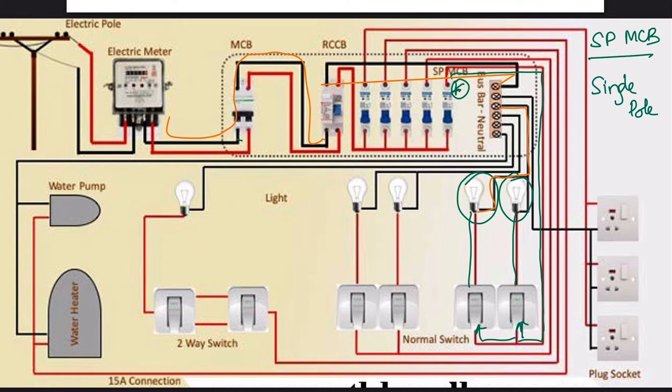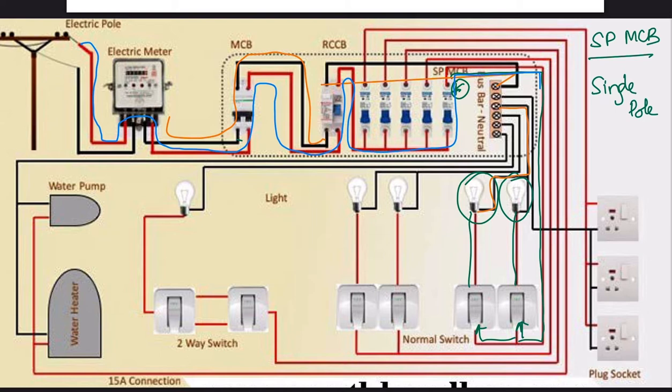If you see the red wire, let me use a different color for the red wire. This red wire goes like this, and then this is the red wire, and the orange color wire that I'm showing, or the black wire, is the neutral wire. So current flows through the live wire and comes back through the neutral wire. So this is the typical layout of a house.